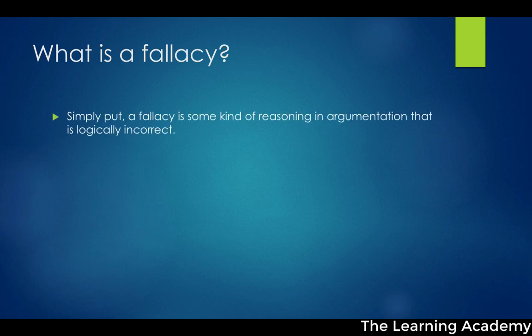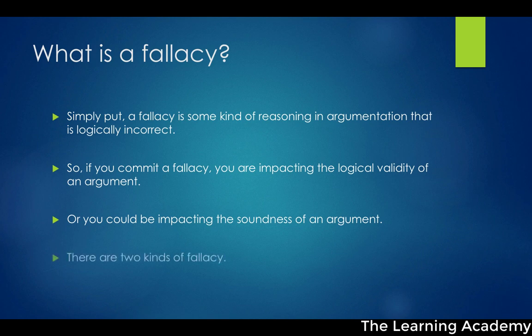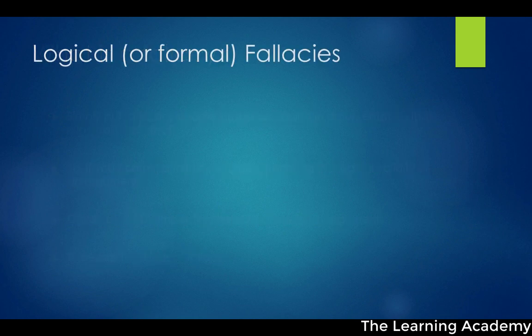So put simply, a fallacy is some kind of reasoning in an argument, in argumentation, that's logically incorrect, getting something wrong. So if you commit a fallacy, what you are doing is impacting on the logical validity of an argument. Or if we are committing an informal fallacy, you will be impacting on the soundness of an argument, so whether or not an argument is logically sound. So these are the two kinds of fallacies.